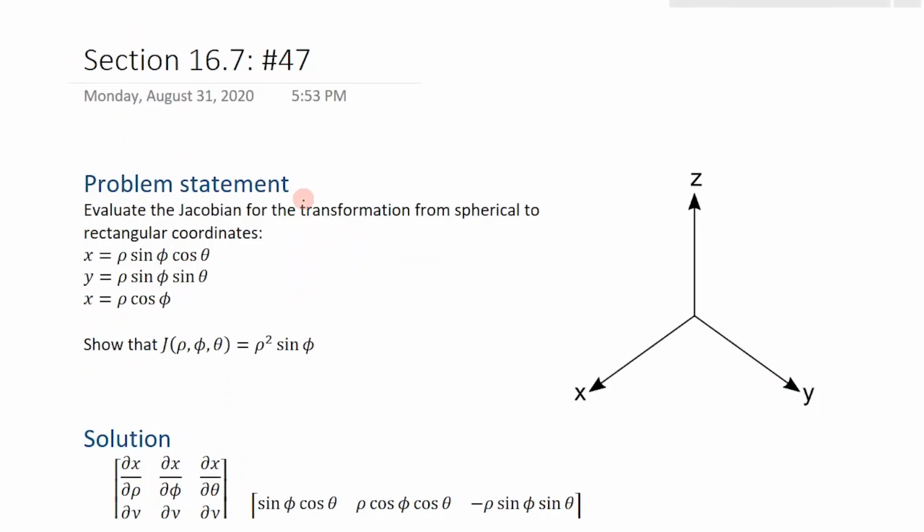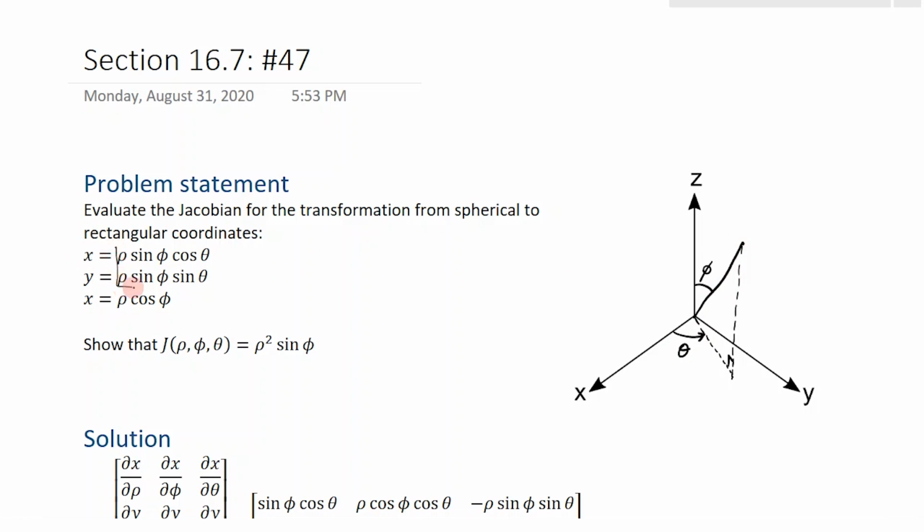Problem 47 from 16.7, you're asked to evaluate the Jacobian for the transformation from spherical to rectangular coordinates. And this transformation is like this. Let me remind you why this transformation makes sense. Let's draw some point. Remember, angle phi is this angle. Angle theta is the one you get by projecting this onto the xy plane. This is 90 degrees, and this is angle theta. And rho is the length of this segment.